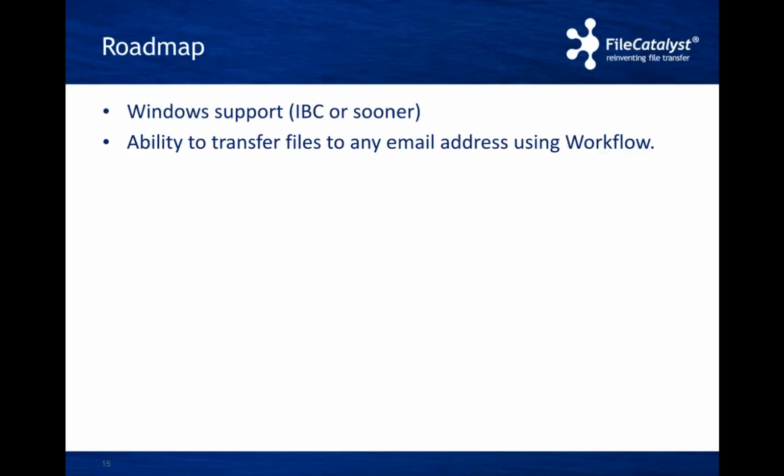So in terms of the roadmap, right now the panel is available on Mac. We will be adding support for Windows, hopefully before IBC. If not by IBC, we'll be releasing our Windows support. After that, we'll be looking at adding the ability to transfer files to any email address using workflow. So right now we have a FileCatalyst workflow product which allows you to ingest files into central location as well as distribute files to anyone with an email address. We'll be adding that support into the panel as well.